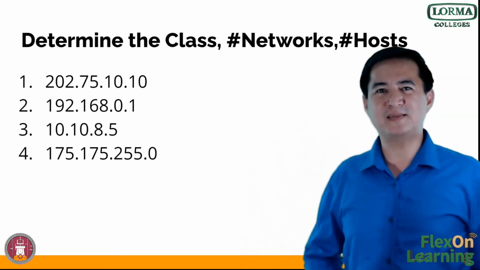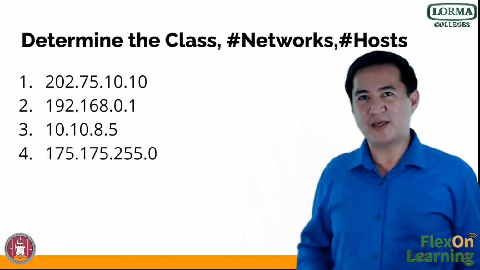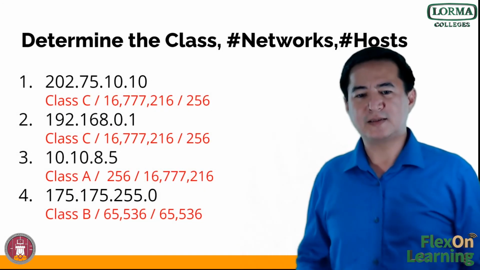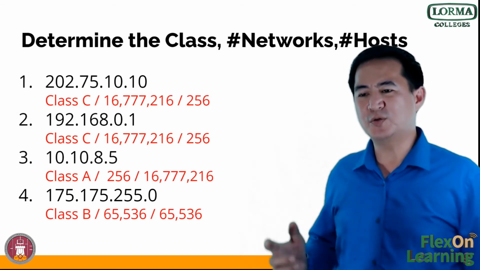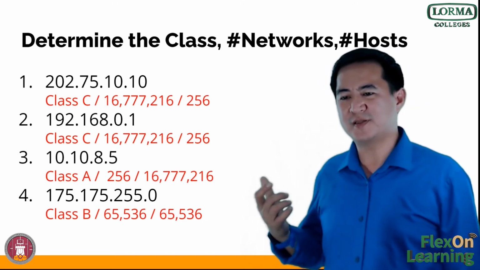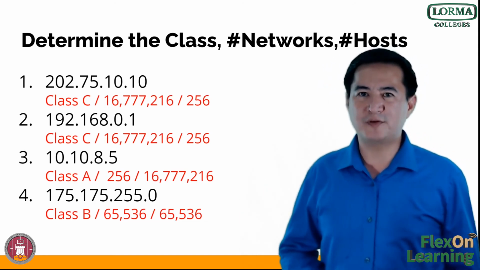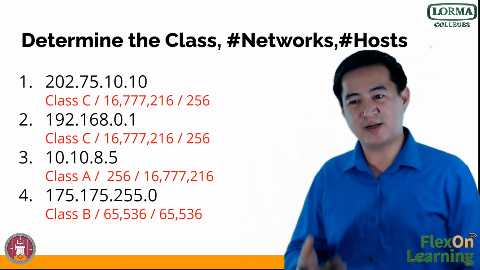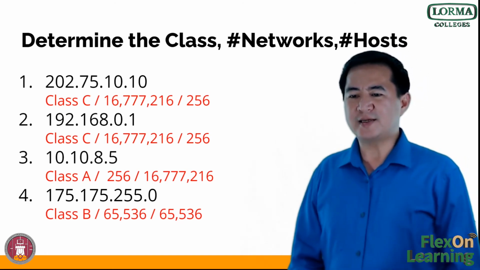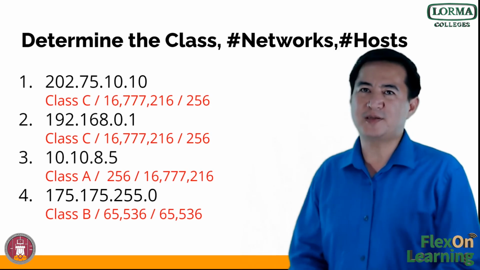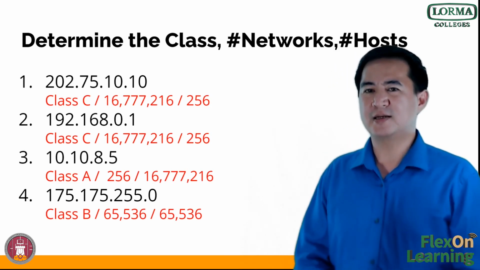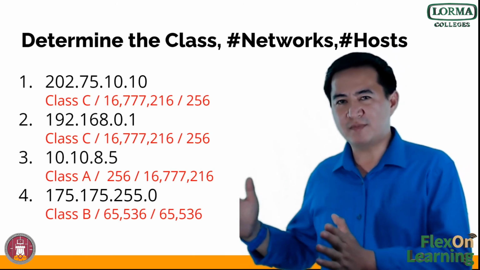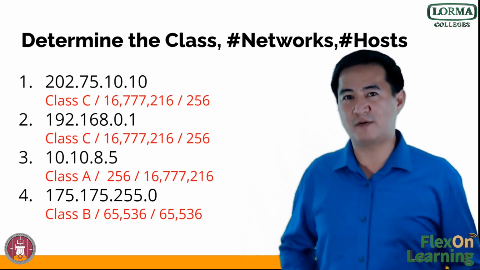Now, can you determine the class and give the number of networks and the number of hosts? Okay, so in number 1, 202 is a class C network. So therefore, you have 16 million plus networks. That's 256 available hosts. Number 2 is 192. That is a class C. It's similar to number 1. Number 3 is a class A, which has only 256 networks and about 16 million plus available hosts. And class B, you have the same number of hosts and the same number of networks at 65,536.